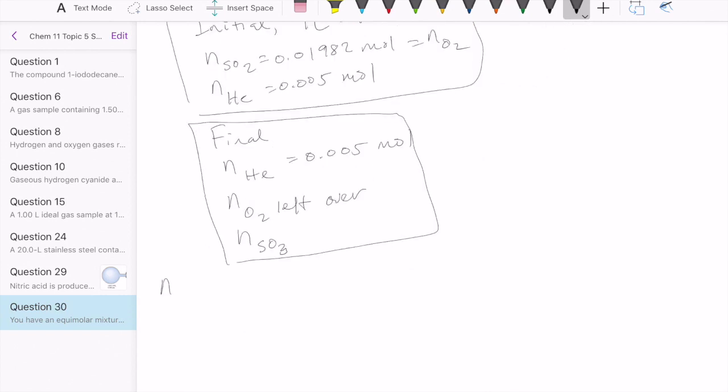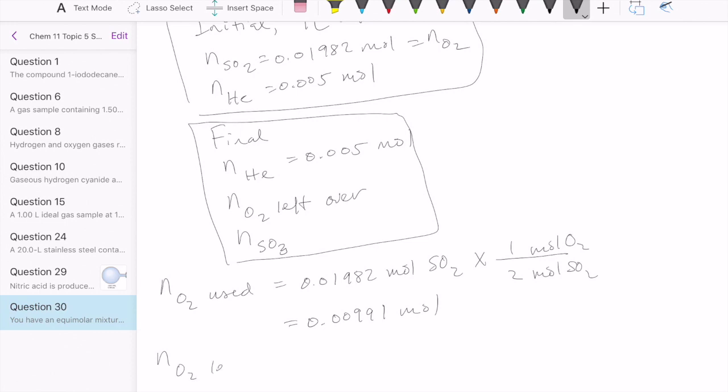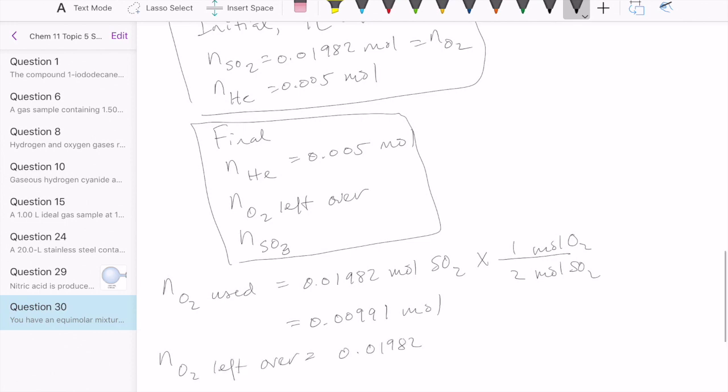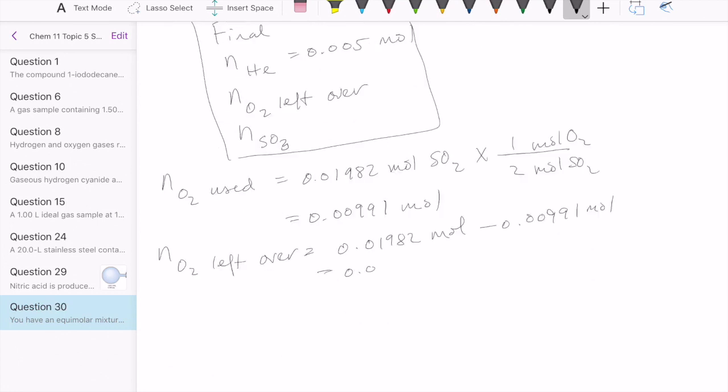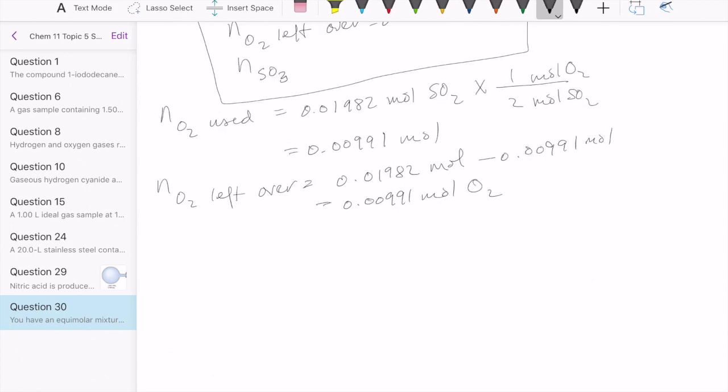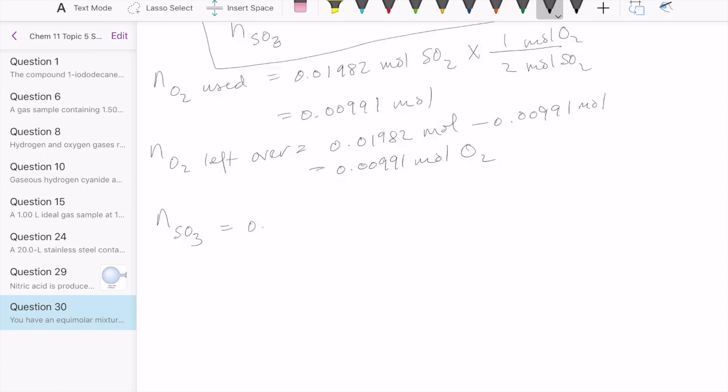So to get the number of oxygen left over, we have to calculate the number of oxygen used, and that's fairly easy. We take the number of moles of the SO2, because that's our limiting reactant, and then we just multiply by the molar ratio, or the stoichiometric ratio, which is 1 to 2. So that's half of this number that's used up. Since that much is used, the number of moles of oxygen left over is just whatever we started with minus what we used, which is this number. Okay, so this is O2. And then we have to calculate the SO3 that's made, 0.1982 moles of SO2 times a 2 to 2 ratio.